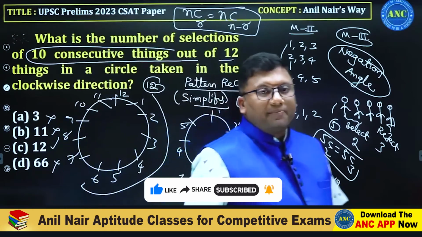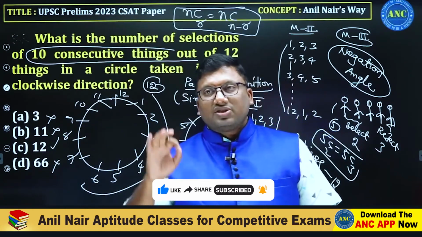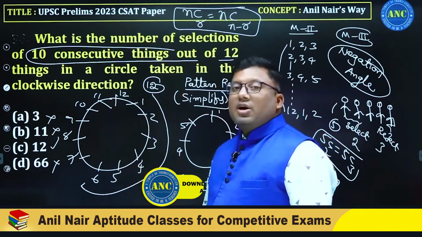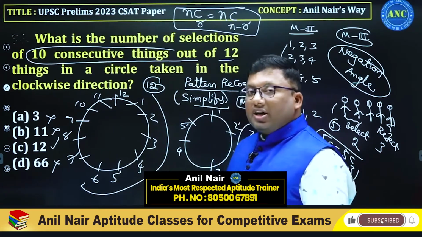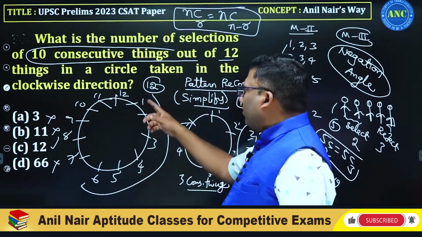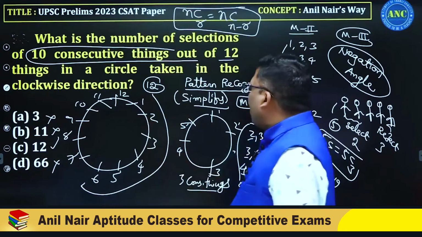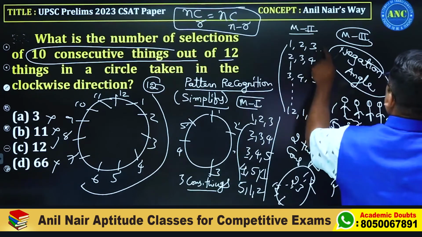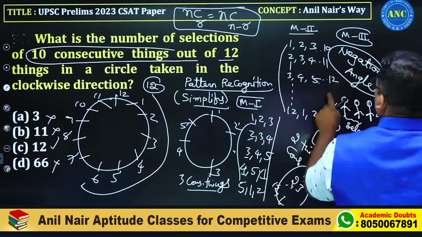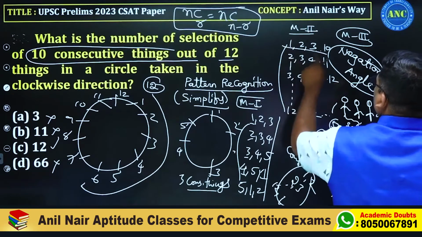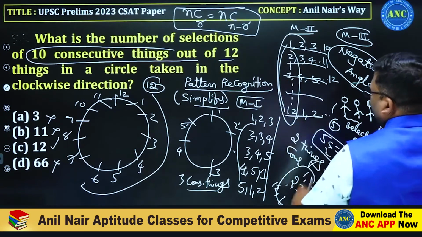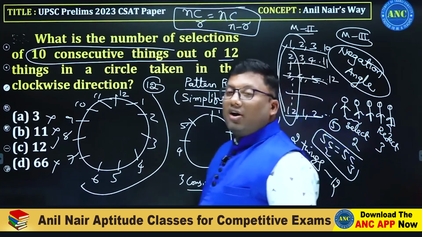Again I am explaining. Out of 12 consecutive things, 1, 2, 3 and so on up to 12, I want the number of selections of 10 consecutive things. That means 1 to 10, 2 to 11, 3 to 12, and so on. Are you all with me? After 12, again 1 will start. So 12 ways. Are you all with me?